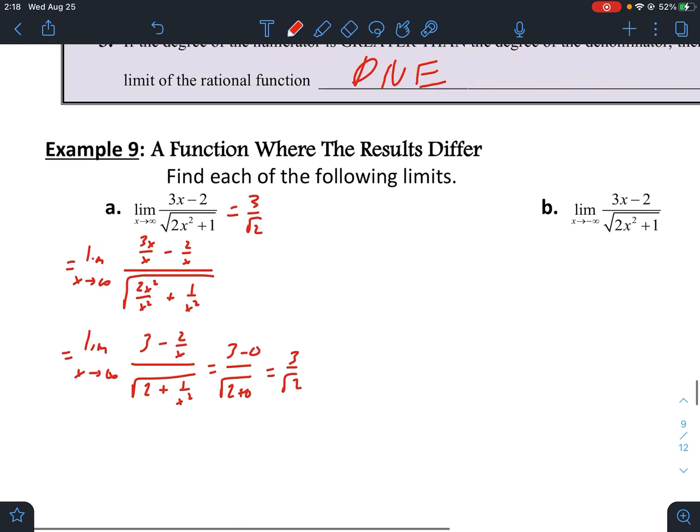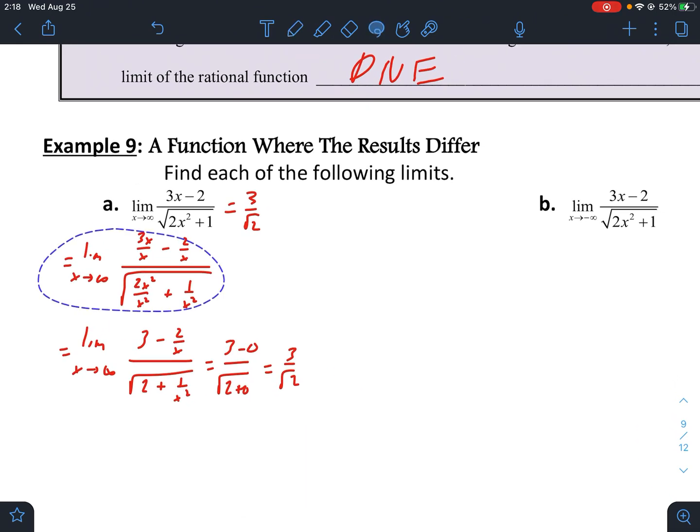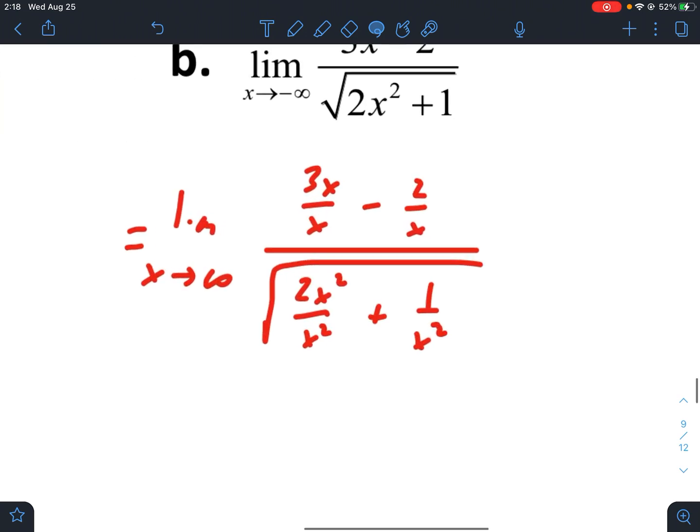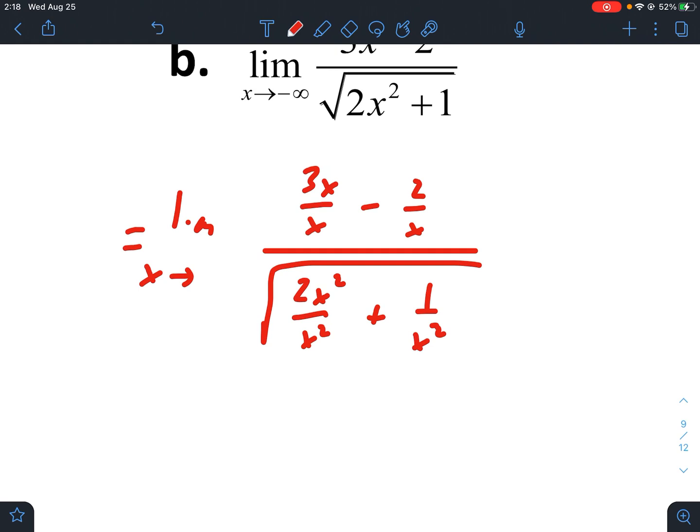But this problem actually does differ if you go to negative infinity. All right, so I'm going to copy this over here. My first step is almost the same. What's different about it? Well, this is negative infinity, right? So when we go to negative infinity, the square root of x squared would be negative x, because negative x squared would also give you x squared. So we're going to divide both of the top terms here by negative x.